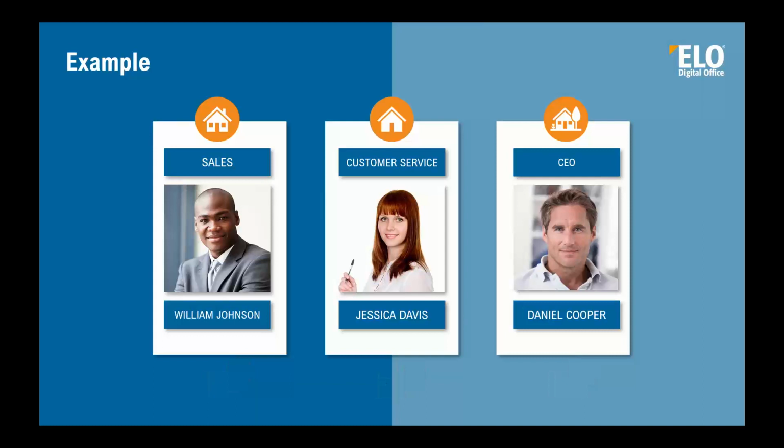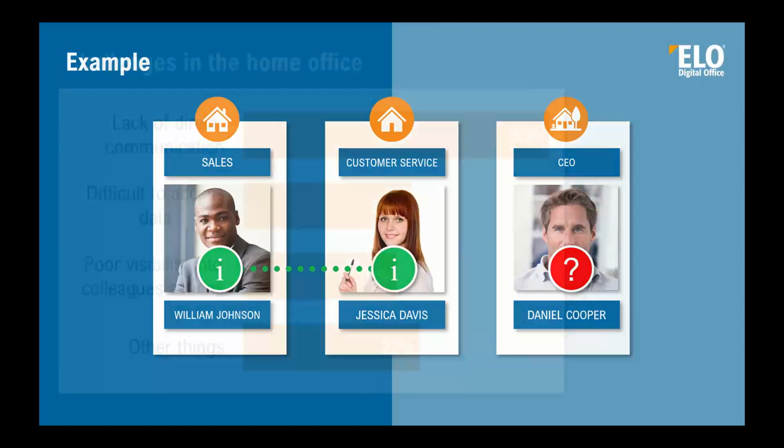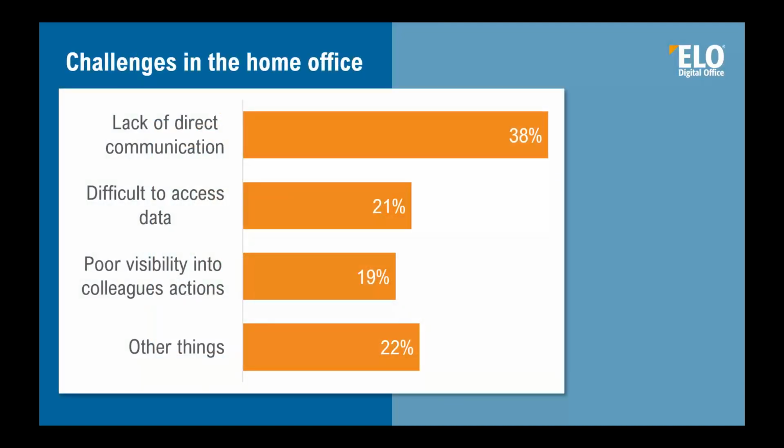So just an example, when William Johnson receives information and he forwards it to Jessica Davis, then those two know something. It doesn't matter which kind of information this is. When it's an email, then he forwards it to her, or when he gets a call from a customer, then he calls her and tells her. So both of them have the same information, but Daniel Cooper will never know, because he never received an email, he never received a phone call or something else, and he has no chance to get the information which William Johnson and Jessica Davis know. And maybe it's important information for him, so he has to find a way to get to this information as well. And those are the challenges in the home office, the lack of direct communication.